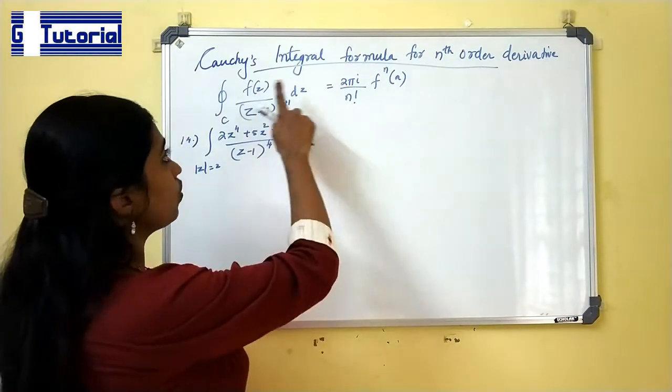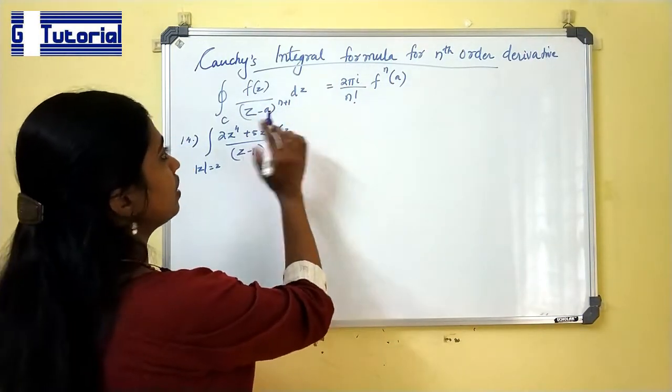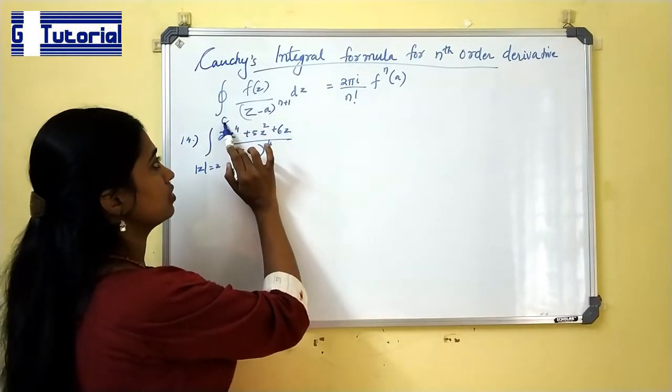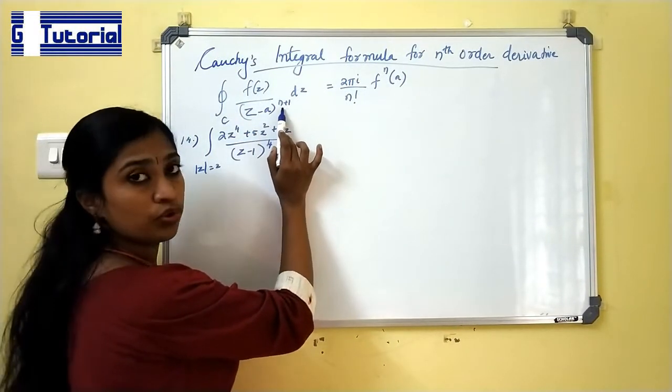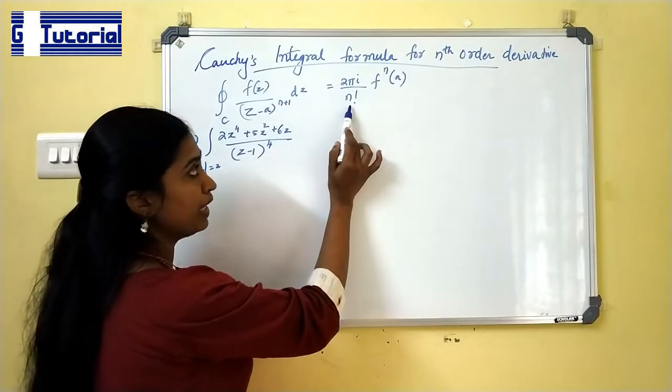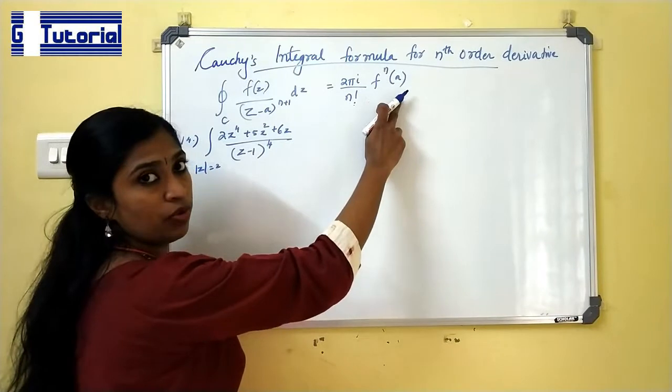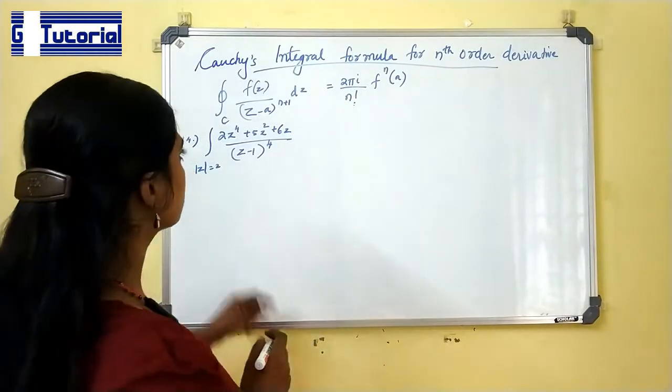This is the formula for Cauchy's integral formula for nth order derivative. The integral over C of f(z) by (z minus a) the whole raised to n plus 1 dz is 2 pi i by n factorial into f raised to n of a, the nth order derivative of the function.